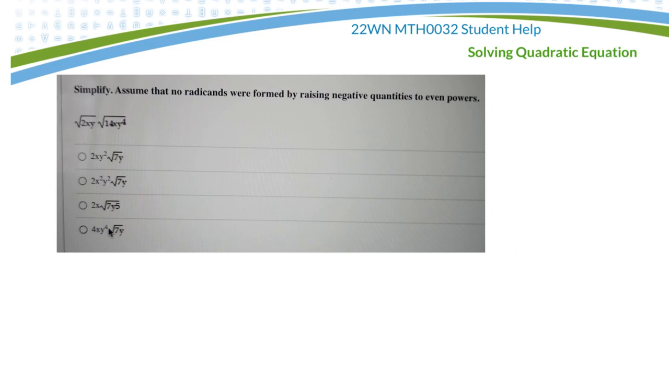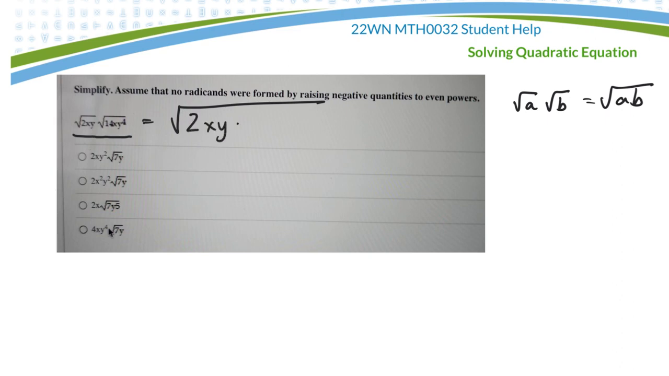Oh, here's a good question. They asked you to simplify, assume no radicals, whatever. Okay, so I need to simplify that. First thing I would do is use this rule, where if you have the square root of a times the square root of b, that's the same thing as putting them both under the square root. So I would call that the square root of 2xy times 14xy to the fourth.